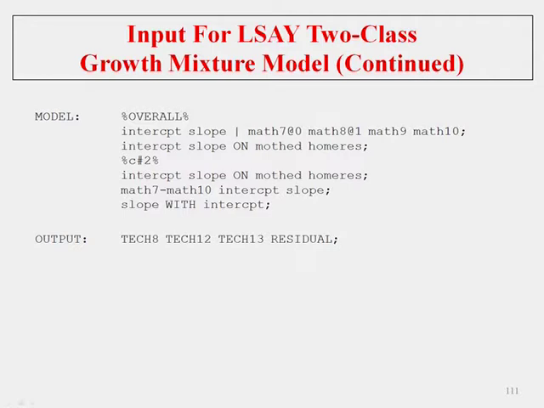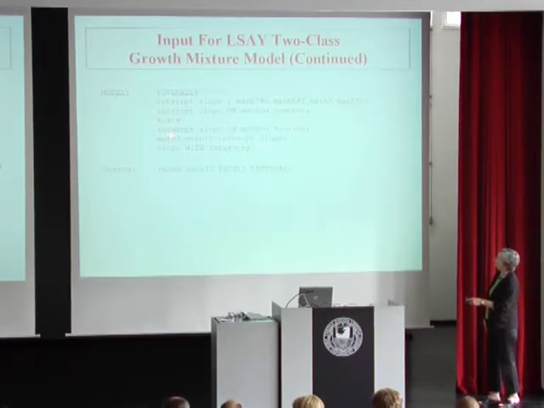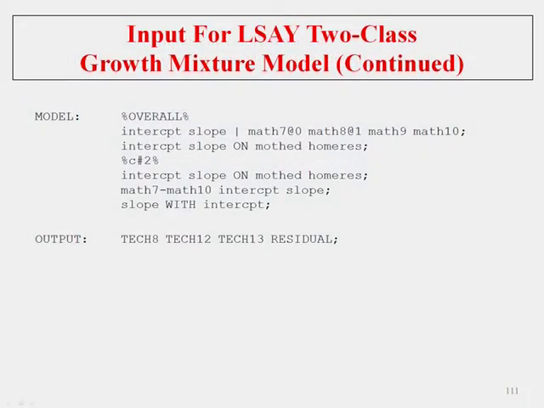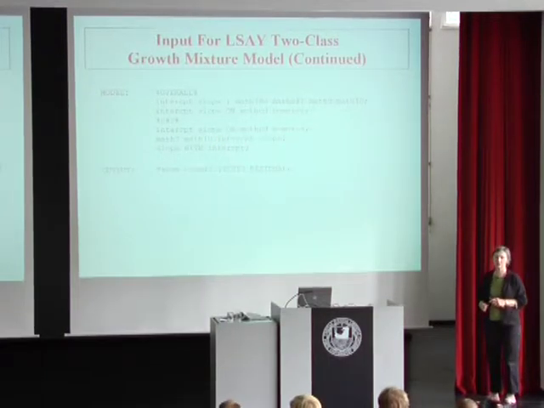We do that in the overall part of the model command. But then, as the default, those regression coefficients are held equal across groups. So in the class-specific model command for class 2, we specify intercept slope on mother's education and home resources. By mentioning them in the class-specific part of the model command, it relaxes the equality. So now they won't be held equal. And the same for the residual variances of math7 through math10 and the intercept and slope growth factors. Those would be held equal as the default.